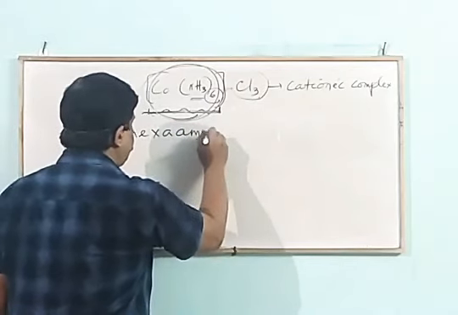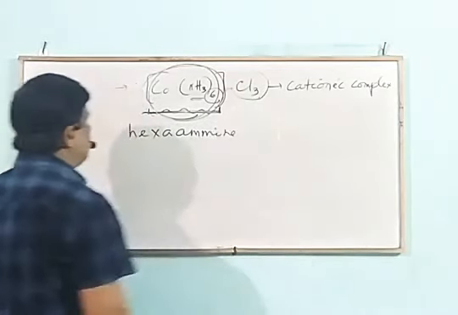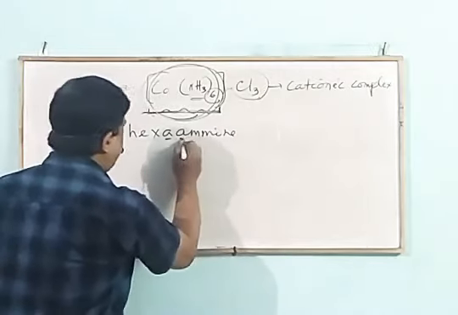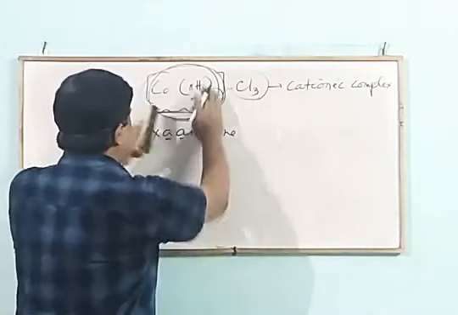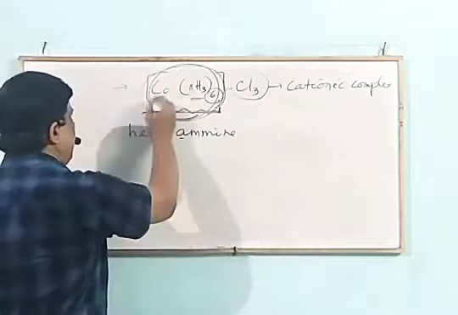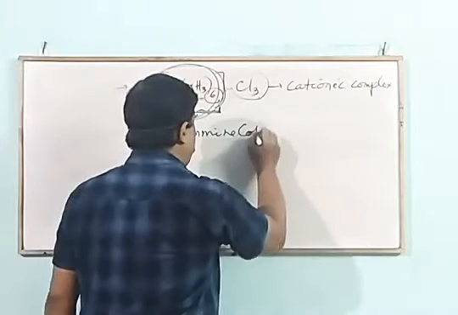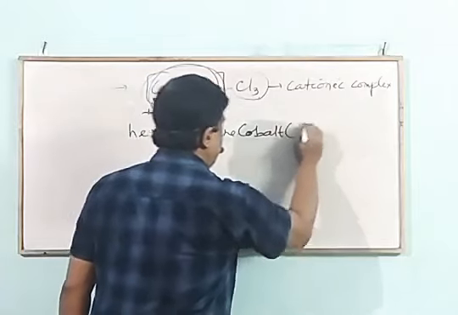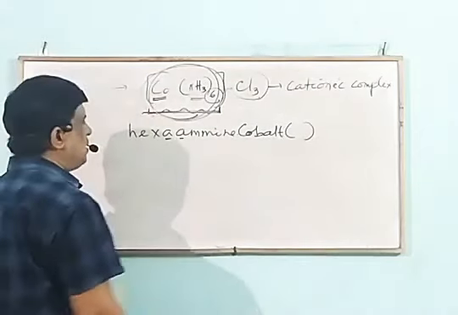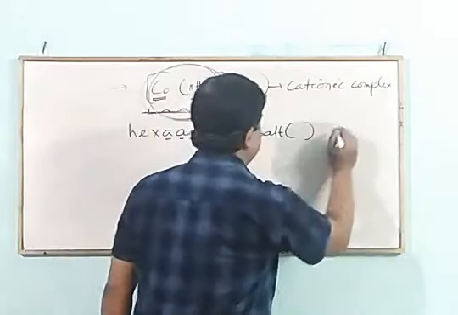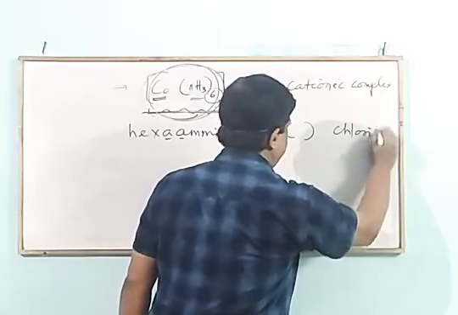hexamine. Hexa A and amine A both are there. Hexamine, the name of the ligand part is over. Next, the central metal atom. The central metal atom is in the cationic part, so cobalt. Then followed by parentheses. Then give a space to write chloride.